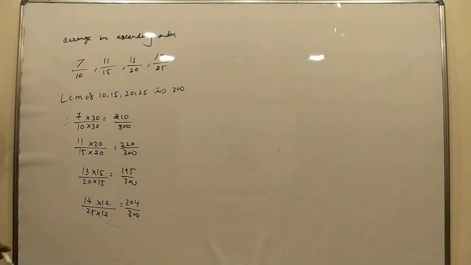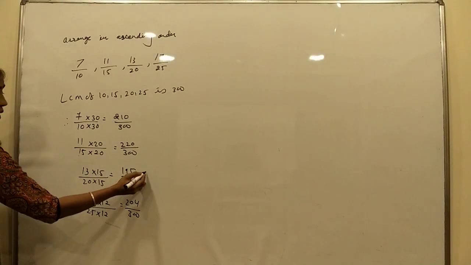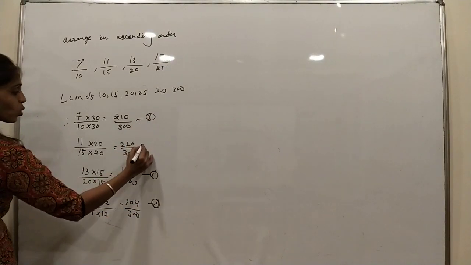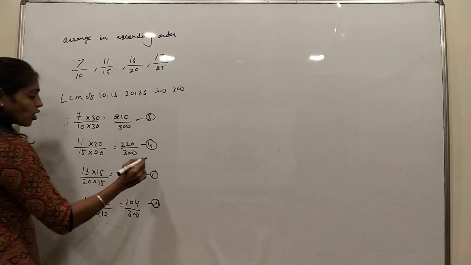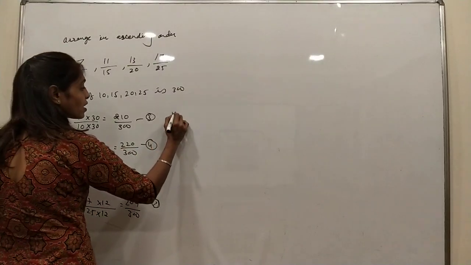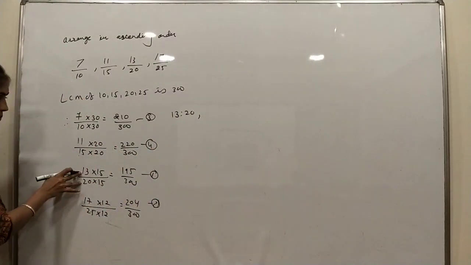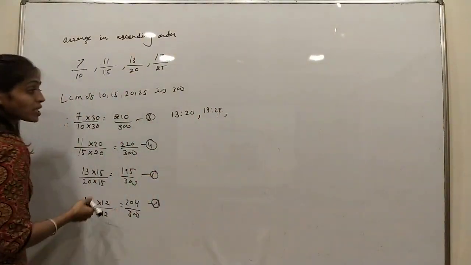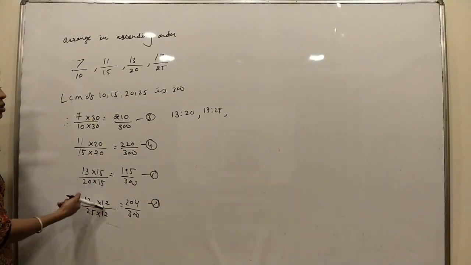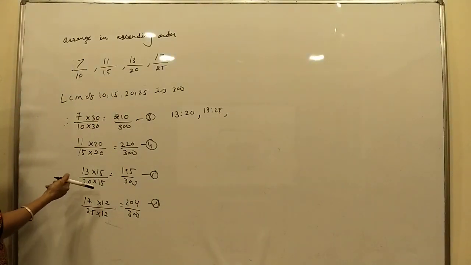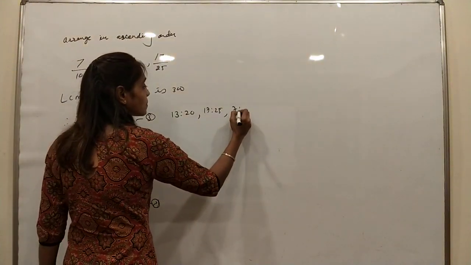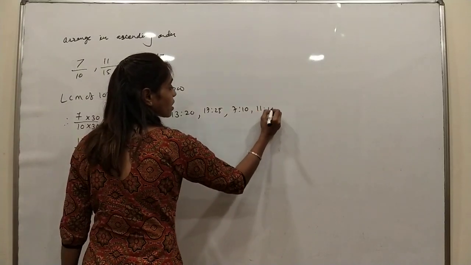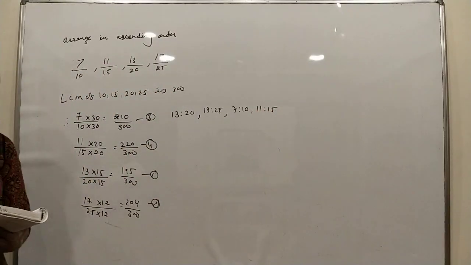Now arrange in ascending order. Lowest is 195, then 204, then 210 and 220. So the ascending order of ratios is 13 is to 20, then 17 is to 25. Third is 7 is to 10 and the biggest is 11 is to 15. This is the ascending order of the ratios.